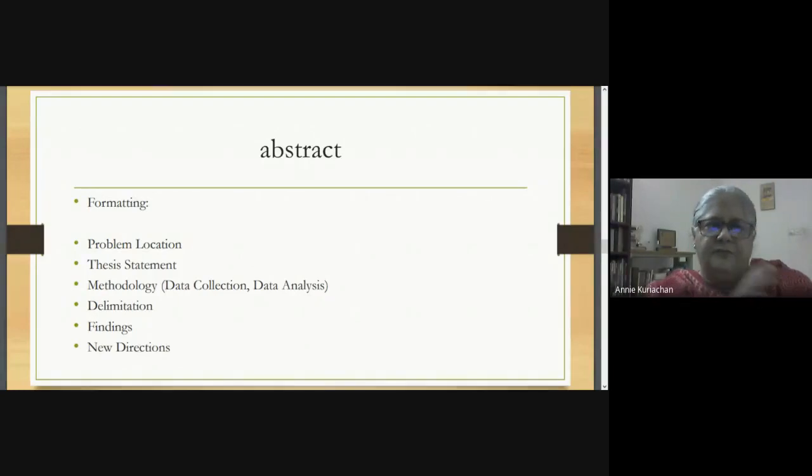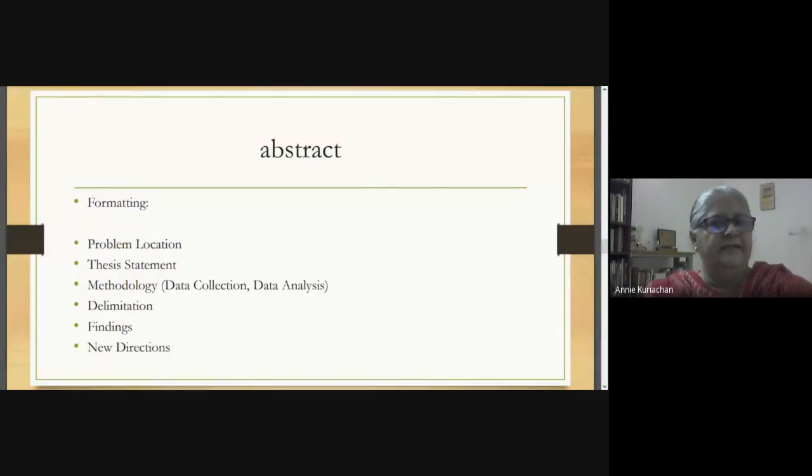So first and foremost, the first line is the problem location. What is the gap that you have located? What is the issue? What is that particular perspective to the topic that you have looked at? The problem location. Then, what is your argument or your thesis? How are you going to study this particular argument, or how are you going to validate this thesis statement? And what is your method of data collection and data analysis?